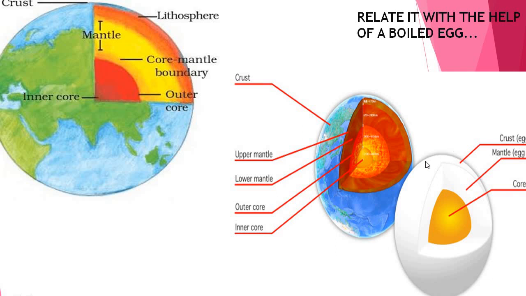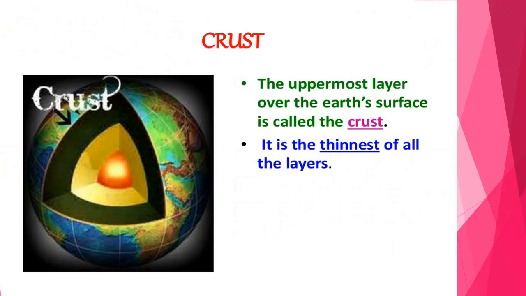So with the help of the egg, you can see the thinnest layer, which is the egg shell. It can be considered as the crust part of the earth's surface. Then we have the thick layer, which is the white part of the egg. You can consider it as the mantle, which is one of the layers of the earth's surface. Then we have the thickest part, which is the yolk, and which can be compared with the core of the earth's surface. So with the help of this example, it's quite easy for you to understand the different layers of the earth's surface.